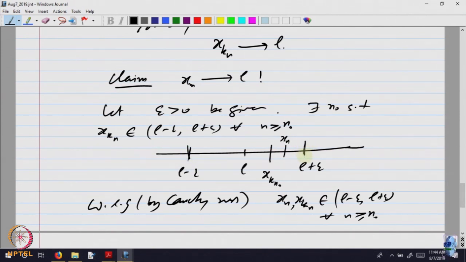So here is L minus epsilon, here is L plus epsilon. By convergence of the subsequence, this must have x k n inside it for n bigger than n naught. But for n bigger than n naught, or some other stage, x n must be closer to x k n by Cauchiness. There is a stage, so in the tail of the sequence the elements are closer. I can assume that stage is the same as this one, or you can take any other tail bigger than that, right. So after some stage, k n's are close to L and x n's are close to k n. Then where are the x n's? X n are close to L, that is all, nothing more than that. Is that okay?